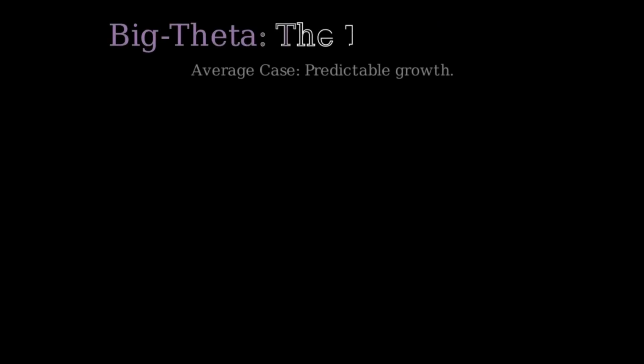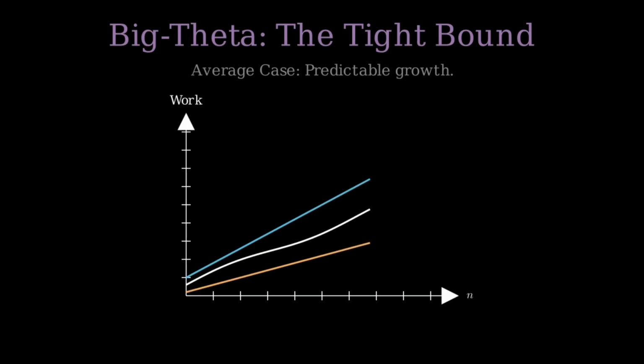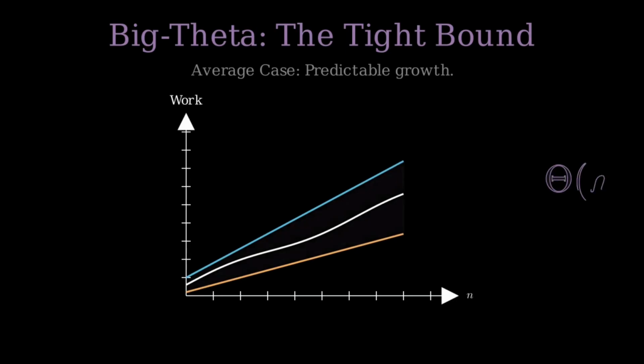But what if the best and worst cases are close, and the behavior stays steady most of the time? That's where big theta comes in. If your commute consistently takes between 30 and 40 minutes every single day, regardless of a few extra cars, we say you have a tight bound. Big theta means the ceiling and the floor are essentially the same. For an algorithm, it tells us this is the exact predictable growth you can expect every time you run this code. It's the sweet spot of algorithm analysis.